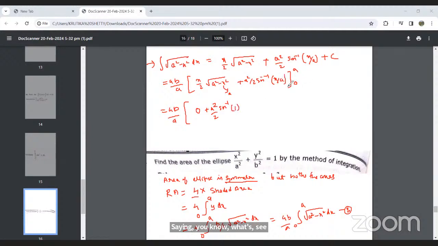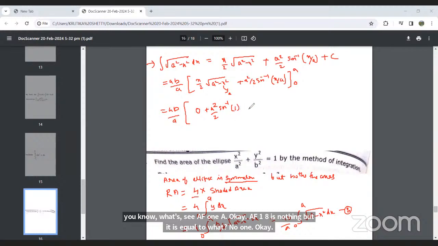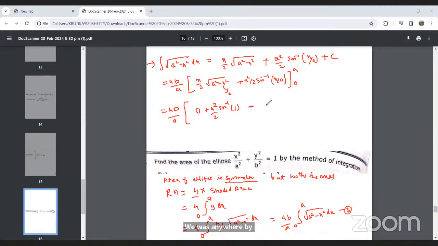Because a divided by a will be equal to 1. Then minus. So this is the first part. In the second part we need to substitute 0, so in place of x, replace it by 0. So 0 into any term will be 0. The first term will be 0, and then in the second term we have 0.